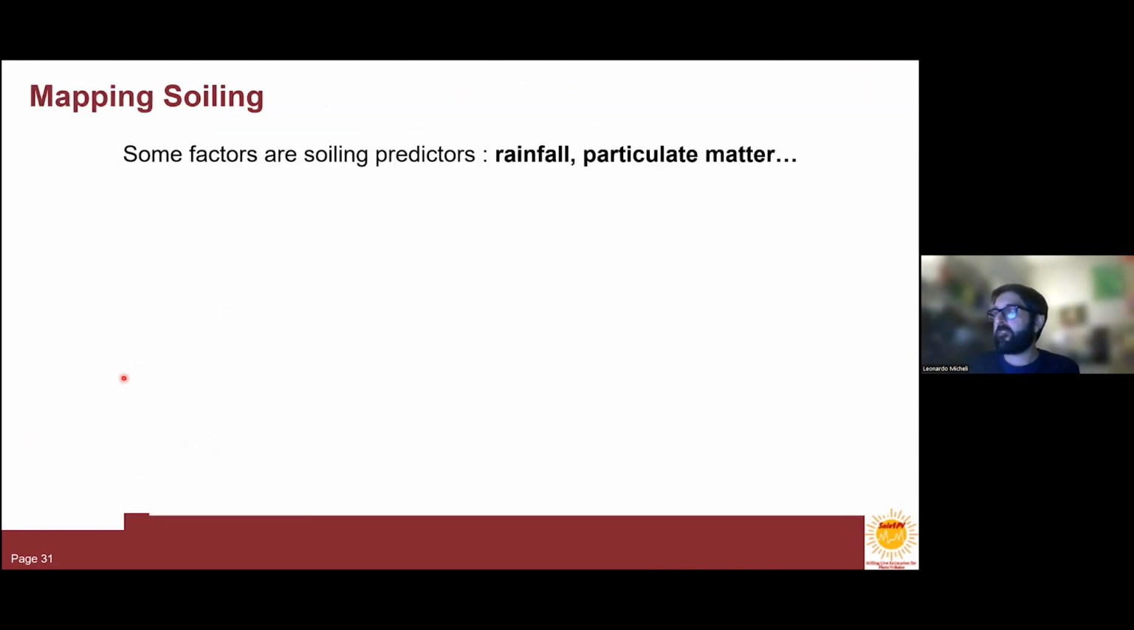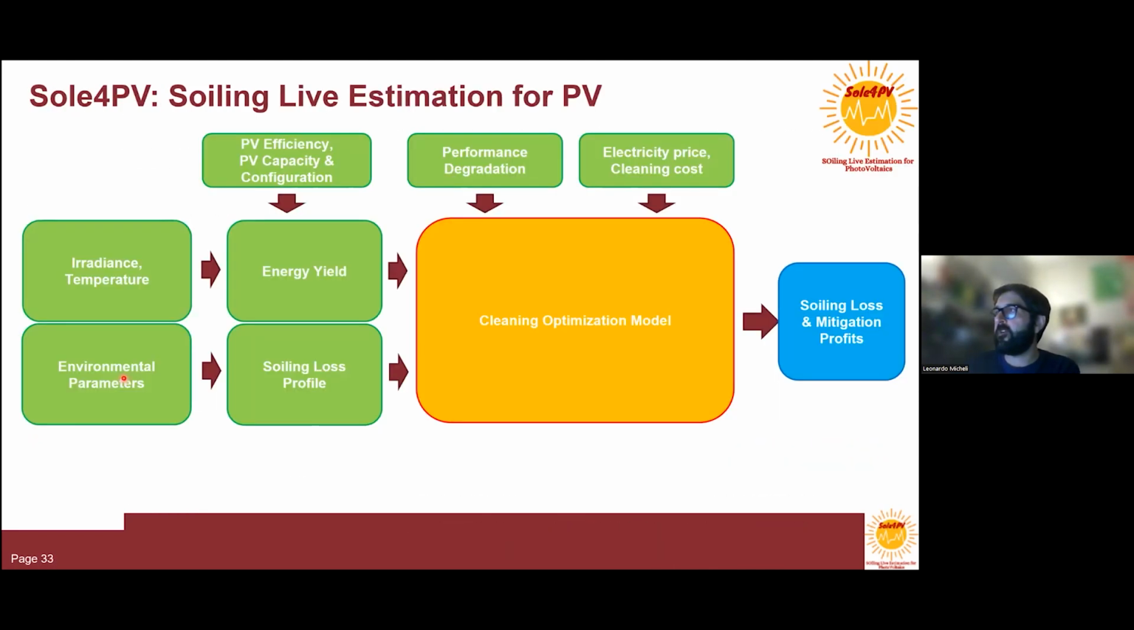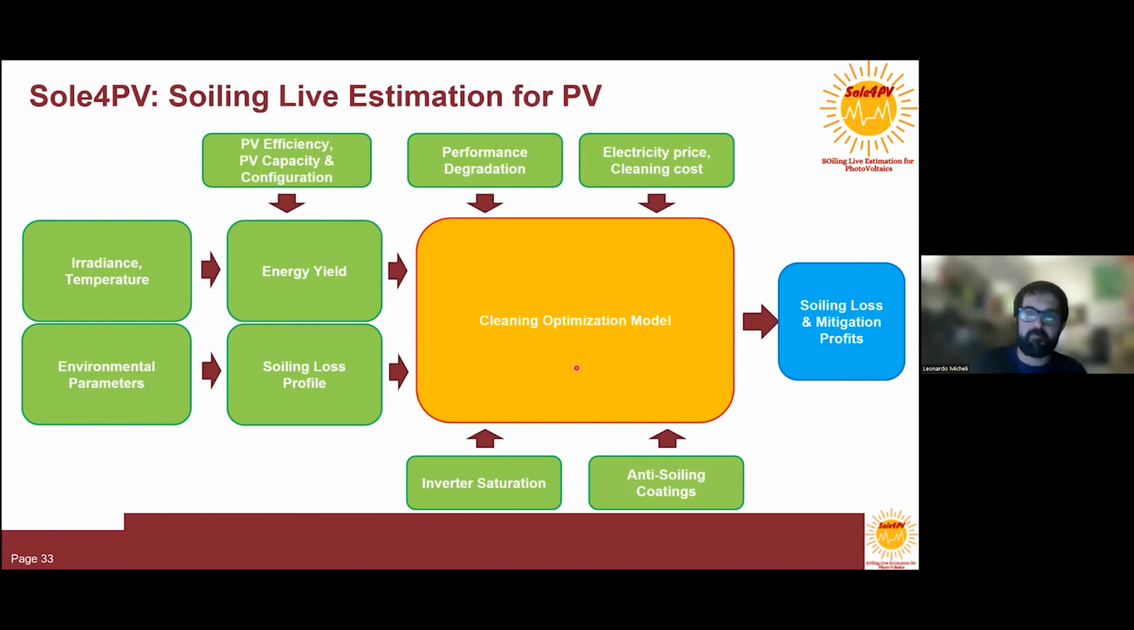Also, I am trying to add additional parameters to the analysis, such as inverter saturation, anti-soiling coatings that will play a role in soiling mitigation. Unfortunately, we don't have time to go through those, but the idea is to move from a cleaning optimization model into a more comprehensive soiling mitigation model.